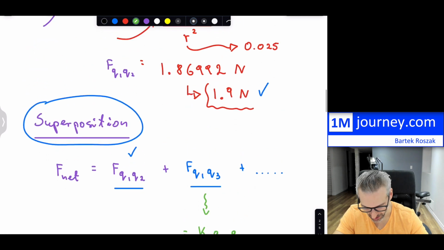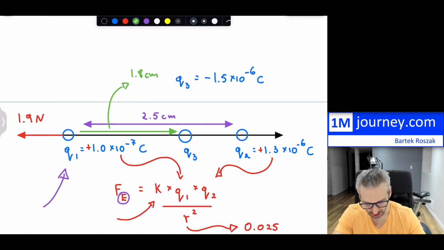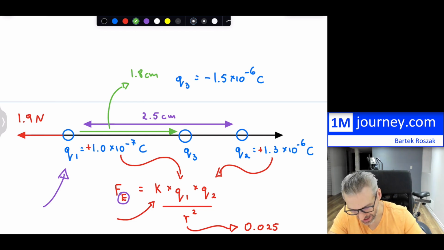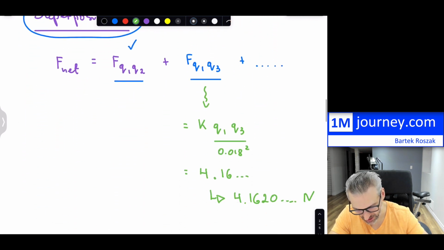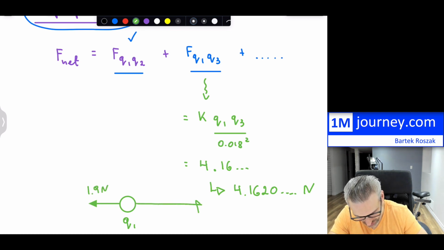Notice that it's bigger. Of course, it's closer to our charge, and it is a little bit bigger in size. So what happens now is we have these two forces that are present. On Q1, if this is Q1, you can now draw these forces. So you have one force, which is approximately 1.9 newtons, and then this one, which is about twice as big, and this one goes in this direction. This one is approximately 4.2 newtons, right?